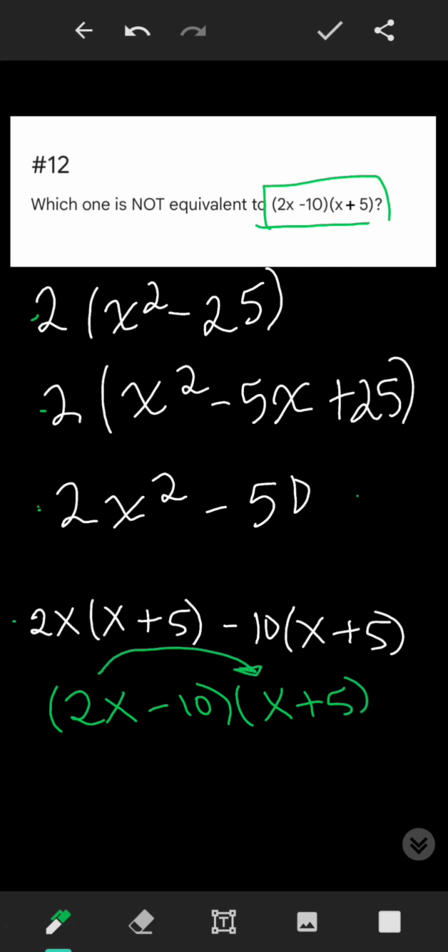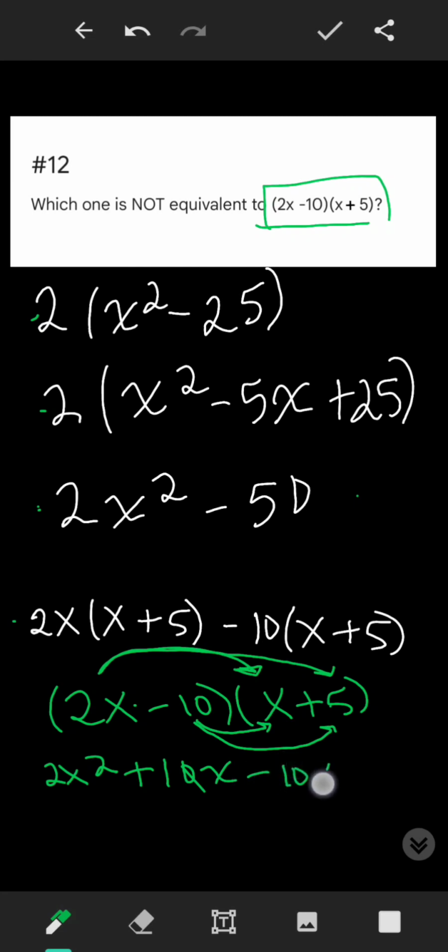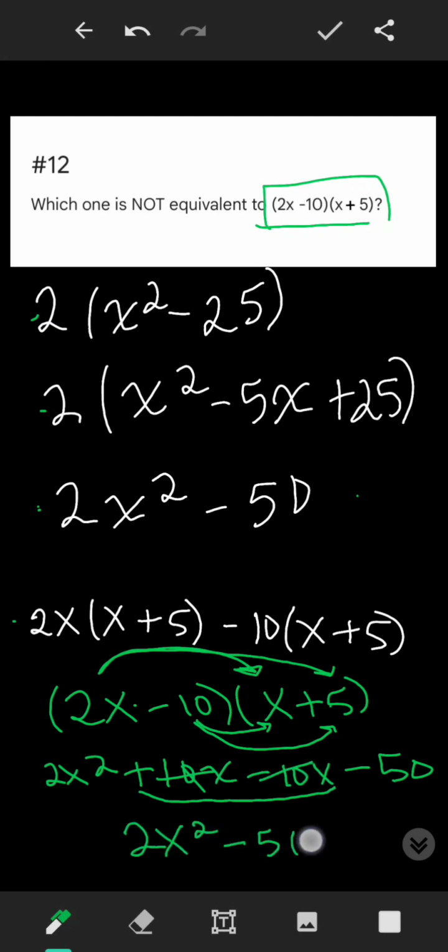So let's take everything in this first set of parentheses and multiply it times the second set. So I have 2x times x, which is 2x squared, and then 2x times 5, which is going to give me a positive 10x. Now I want to take everything and multiply it times negative 10. So negative 10 times x will be negative 10x, and then negative 10 times 5 will be negative 50. Remember, you always combine like terms. So here I have a negative 10 and a positive 10. That'll become a 0 pair, and I'll be left with 2x squared minus 50.